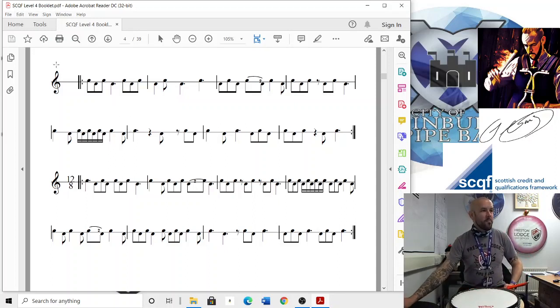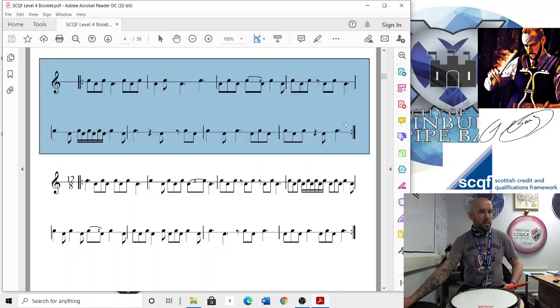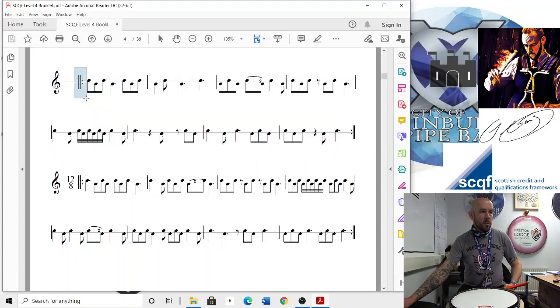Right. Let's do the whole exercise. So again, repeats are there. Counting in 3s. Let's go for it.